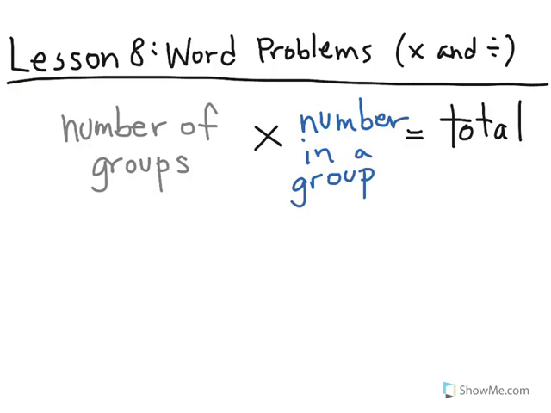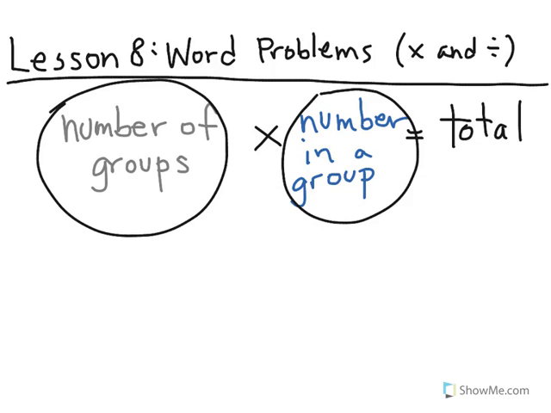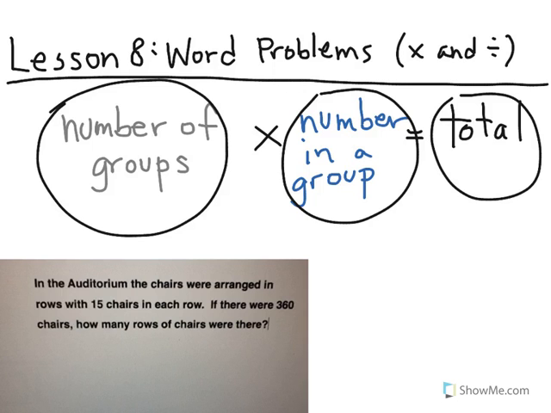In the previous lesson, we considered word problems that involve addition and subtraction. In this lesson, we will look at problems that involve multiplication and division. Many word problems have an equal groups plot that can be expressed with this formula. Number of groups times the number in the group equals the total. See how the numbers in the following story fit the formula.